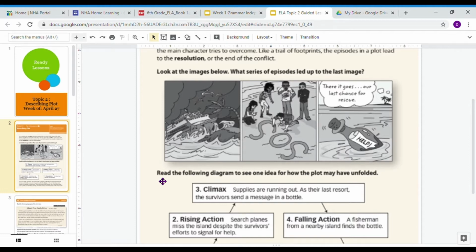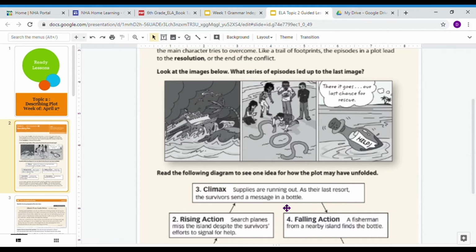So numbers 1, 2, and 3 take up the majority of the story. And then once we finally hit that climax, in this case it was that the supplies were running out, and then they send a message in a bottle as their last resort. So then we see our falling action.